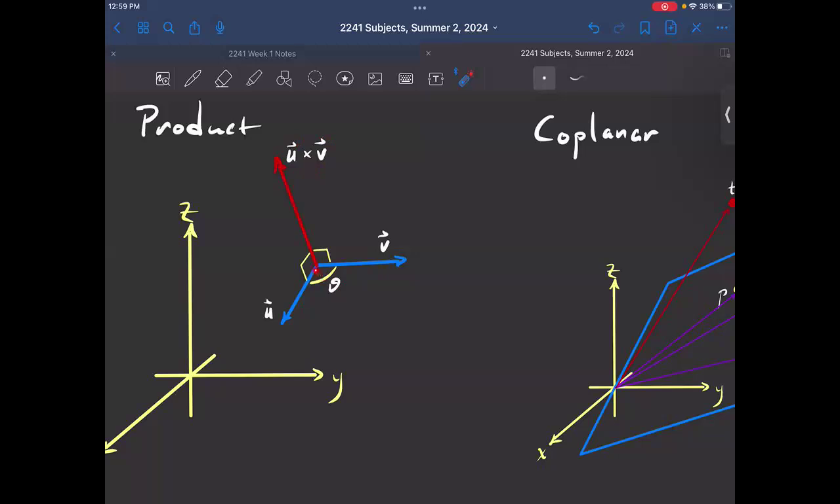And then also the opposite direction is the conventional direction for V cross U. So you turn your hand around and curl your fingers from V to U, your thumb points in the opposite direction. And that's why this is not commutative.